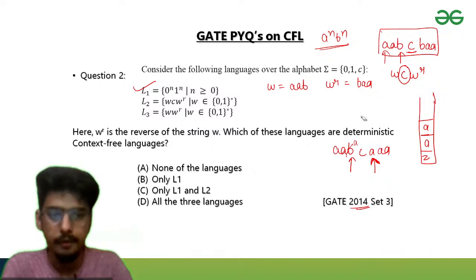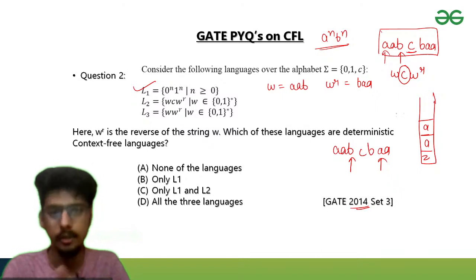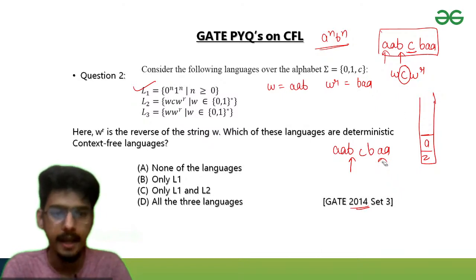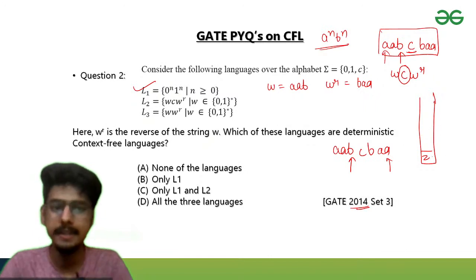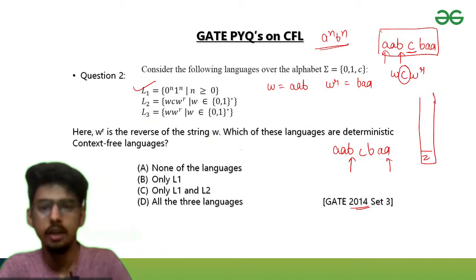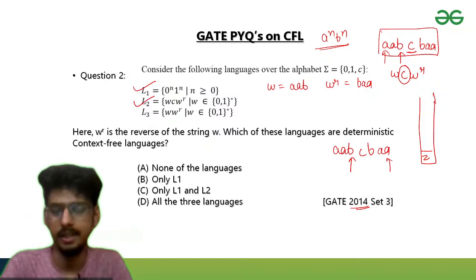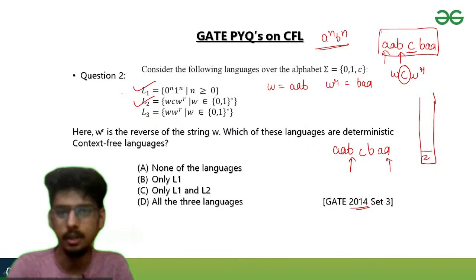Okay, so whenever you see an A, you will pop A only from the stack. So A will be popped, and then when you see this A, again you will pop it, and ultimately you will reach the end of the string. So L2 is again context free, and it will be deterministic context free. Why? I'll tell you why.